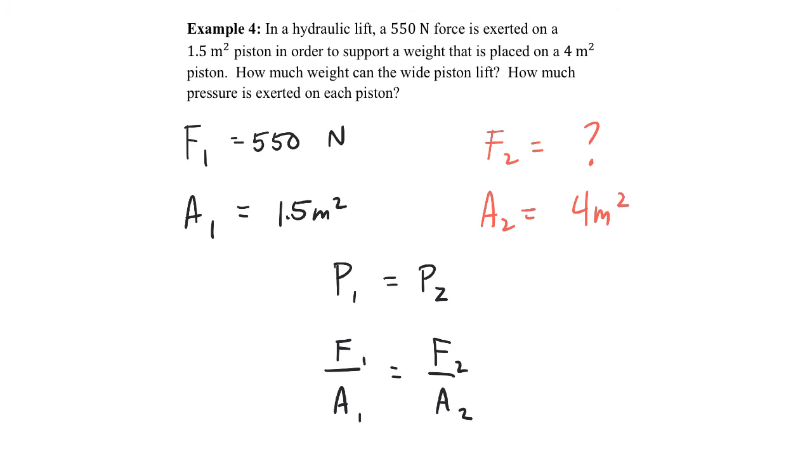So I know this, I know this, I know this, I'm solving for this. It's a very, very straightforward problem. We're always going to be figuring out either the area needed, or the force exerted, or the force lifted, or the area that it's exerted on. It's one of these four variables that we're going to determine for any of these given problems. For this problem, we're trying to find out how much force is lifted, which is F2. How do I solve for F2? Solve this for F2.